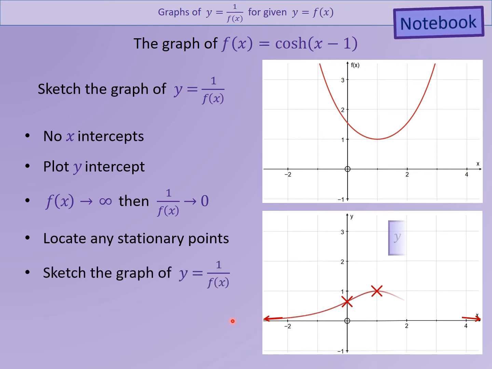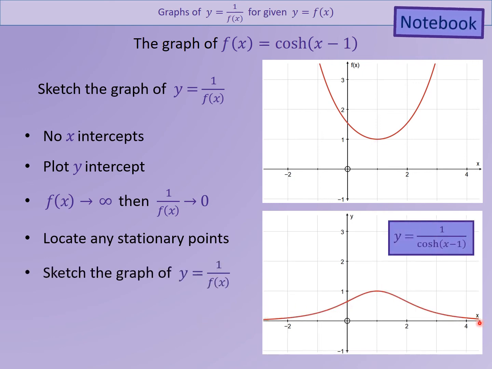So what does that mean? I can now sketch the graph, and there we go. That's the graph of 1 over cosh x minus 1. Or you can write it as sech x minus 1.